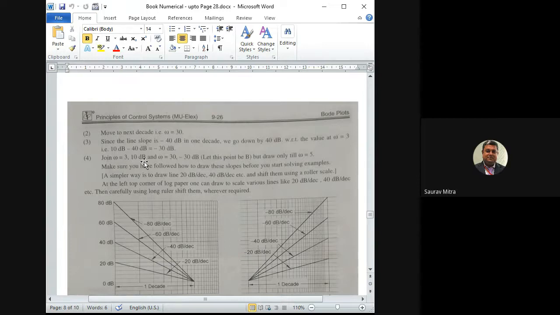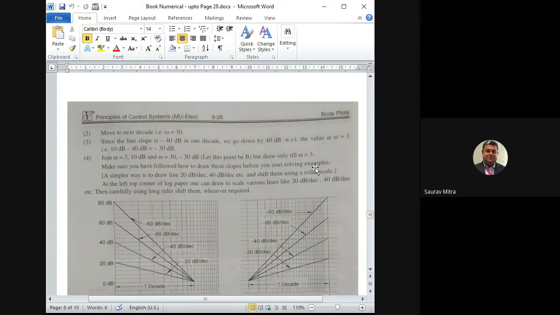So join omega 3, 10 with omega 30, minus 30, but we won't have to go up to 30 frequency; we have to draw only up to omega equal to 5. So we have to follow the trend of the line from 3, 10 toward 30, minus 30, but stop at 5 radians per second. So make sure you have followed how to draw the slopes before you start solving examples. Any given point and any given slope you should be able to draw.